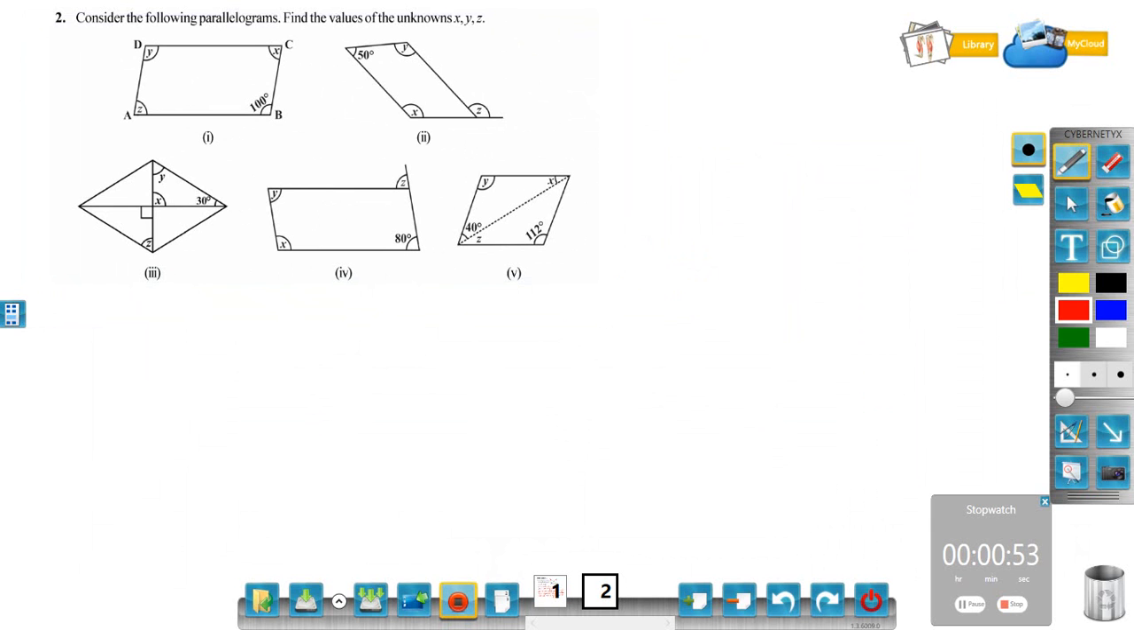Here parallelograms are given, so you have to recall the properties of parallelogram. In a parallelogram, opposite angles are equal, sum of two adjacent angles is 180 degree and alternate angles are equal. Now look at the first figure. It is given that measure of angle B is 100.